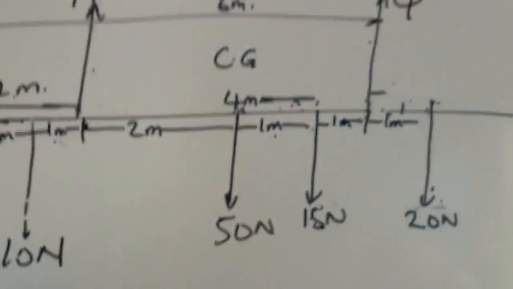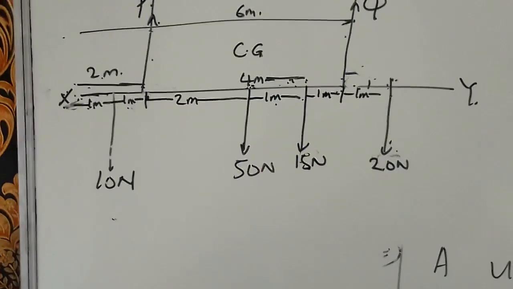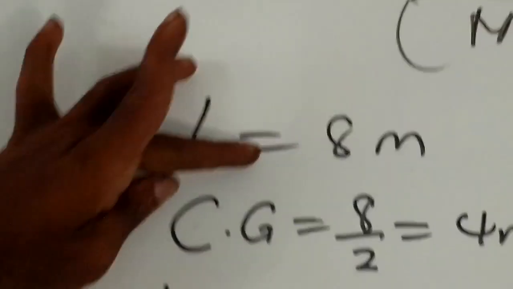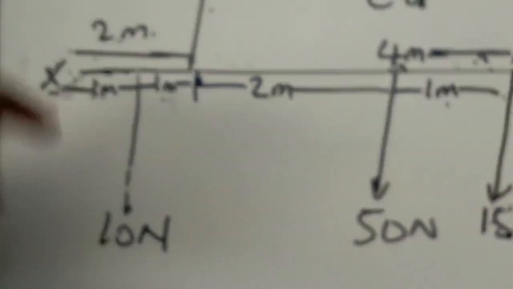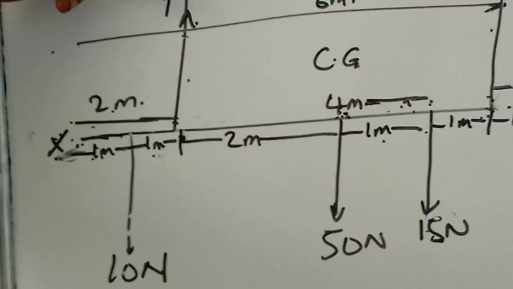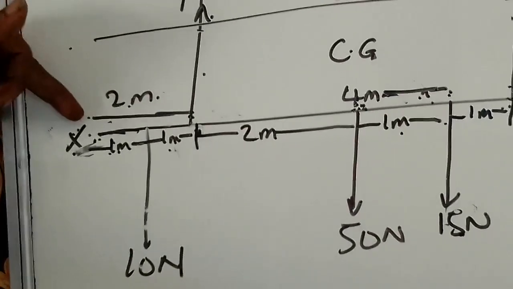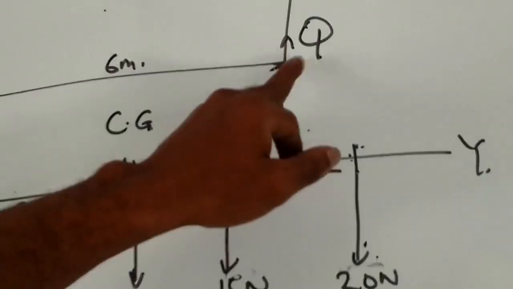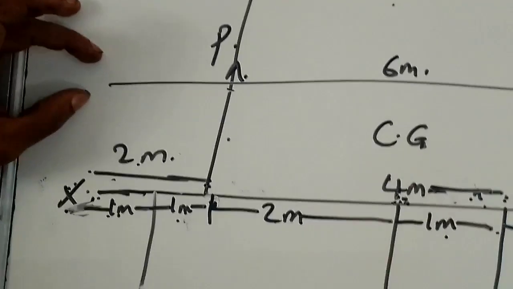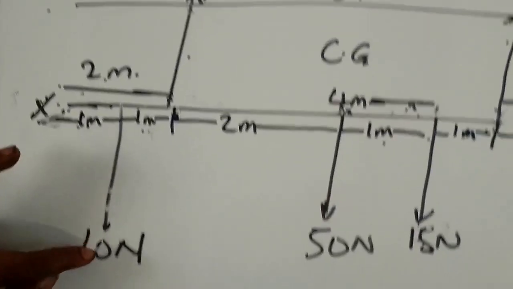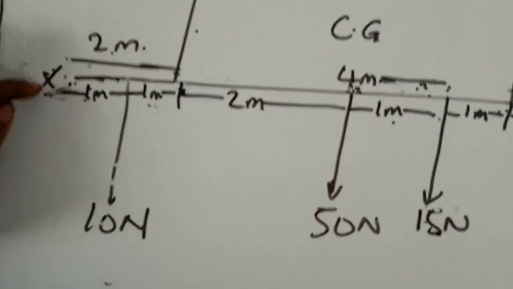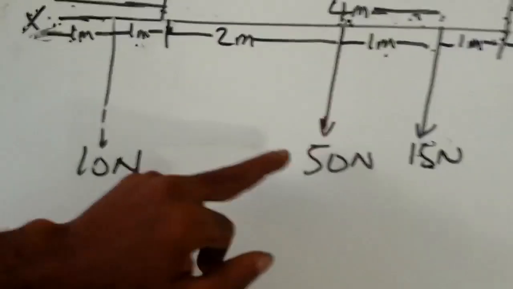Let's go and check whether we are right. The full length of this rod is 8 meters. The thread P is hanging 2 meters from the end, S. Q is hanging 6 meters from the end, S. The weight of 1 kg, which is 10 newton, is hanging 1 meter from the end, S. The weight of 5 kg is the weight of the meter rule, and it must be at the center of gravity, which is the 4 meter mark.